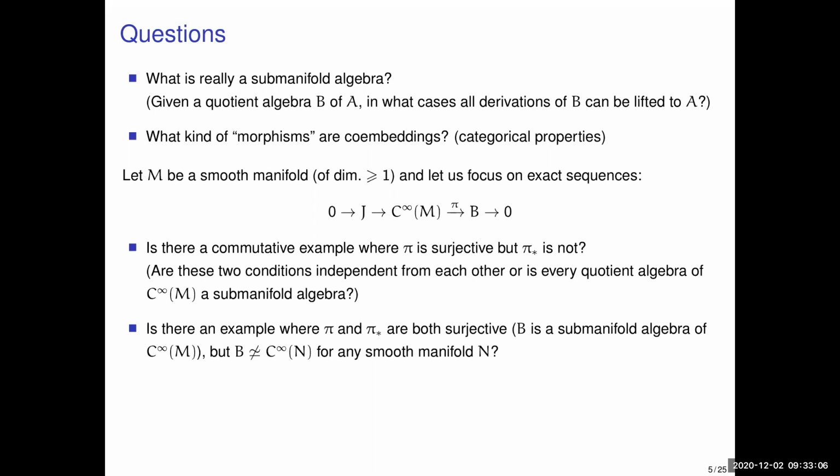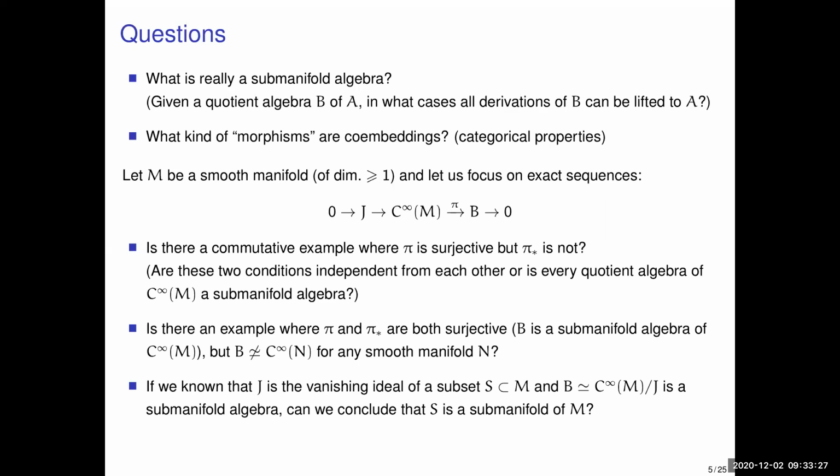Is there an example where they are both surjective? So you have a submanifold algebra, but this submanifold algebra is not given by smooth functions on a manifold. Is this notion of submanifold algebra already in the commutative case more general than the notion of embedded submanifold, let's say? We can ask more. We can assume that J is the vanishing ideal of a subset S of our manifold M, and B is the corresponding quotient algebra. If B is a submanifold algebra, so it has this property that all derivations can be lifted, does it mean that S is a submanifold of M?